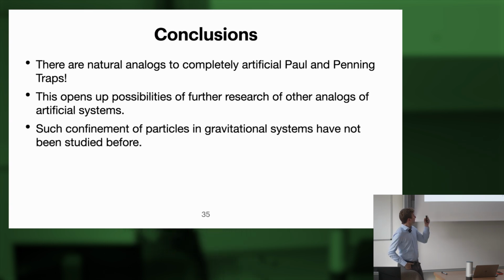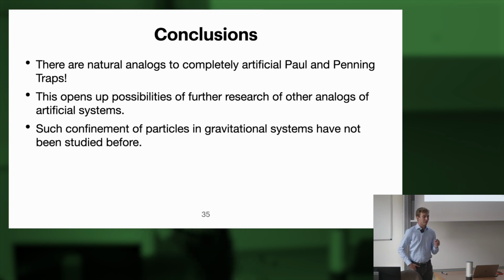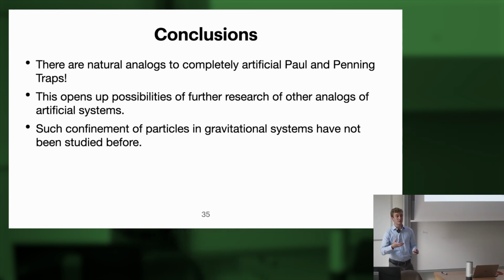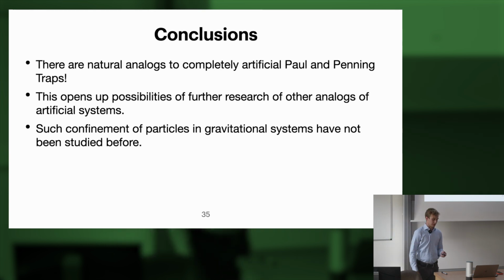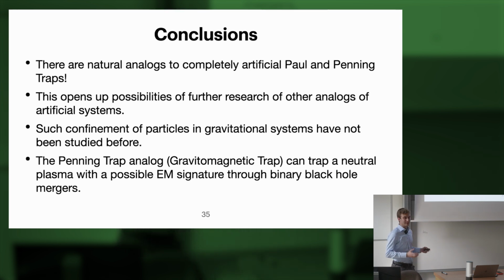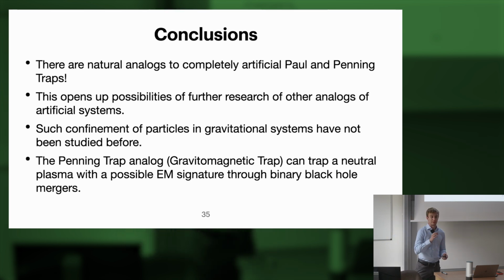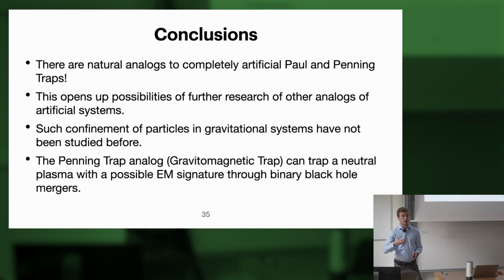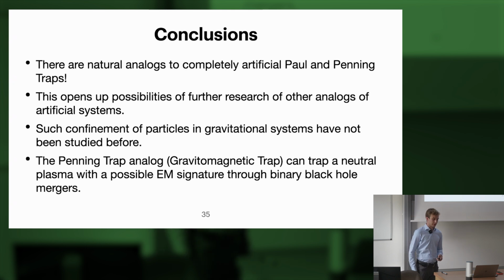And additionally, the confinement of particles in the way I described in 3 dimensions, as far as I know, has not been studied before, and purely gravitational systems were not able to do that. So now we introduce a gravitational system that traps the particles in 3 dimensions. And I guess most importantly, the penning trap analog can trap a neutral plasma in this space, and we may possibly be able to observe what we claim exists out there.